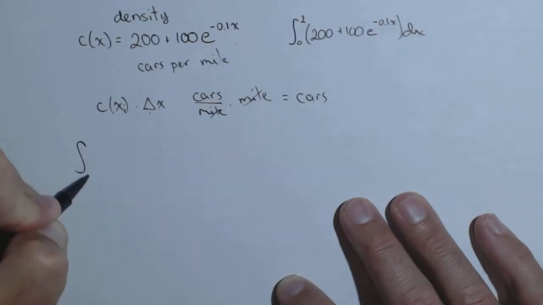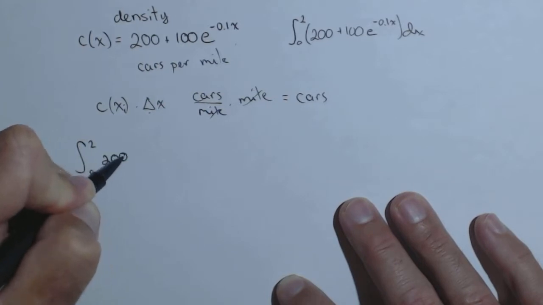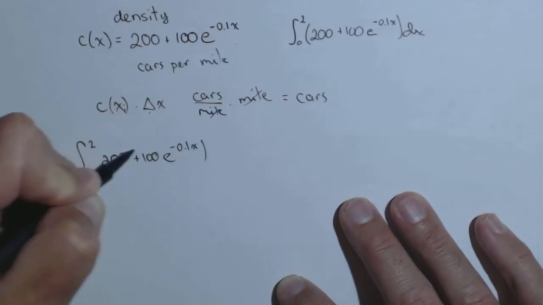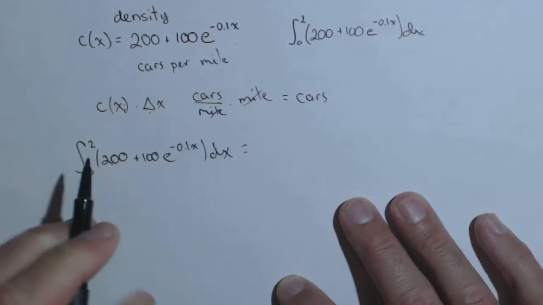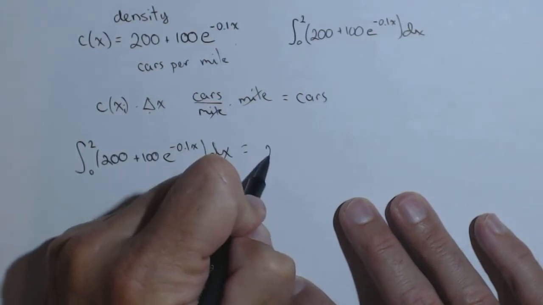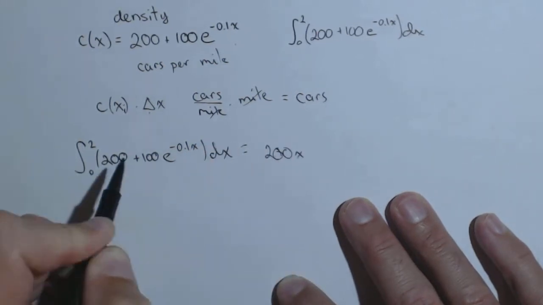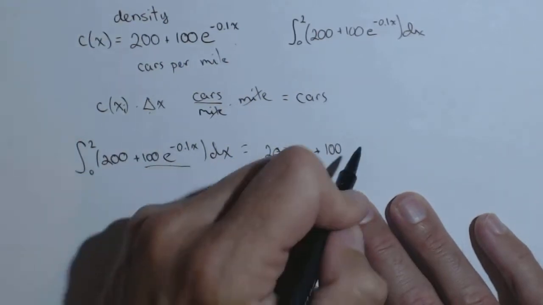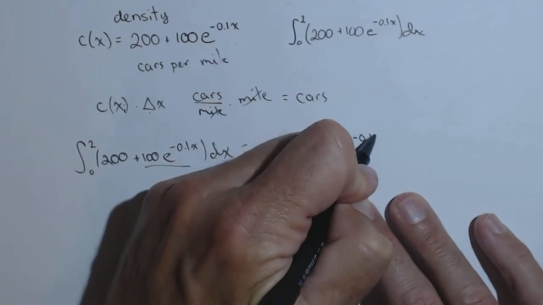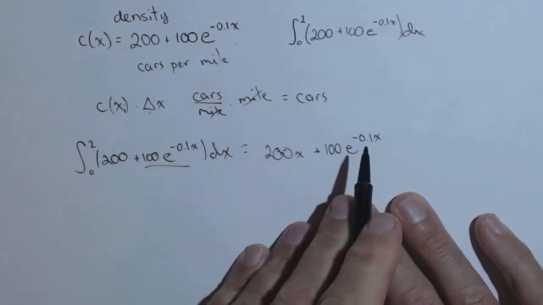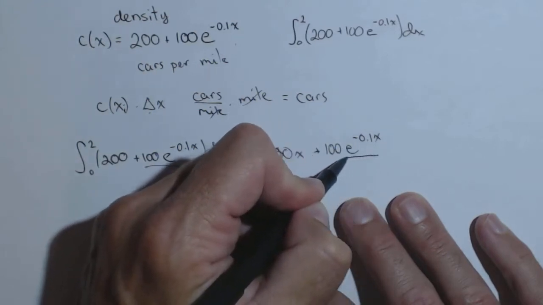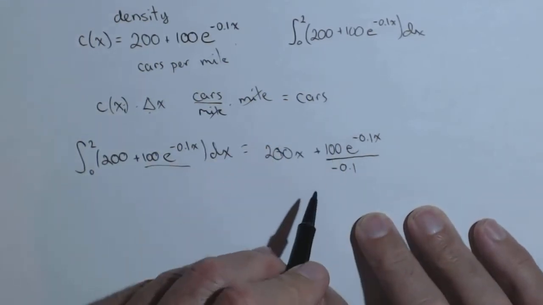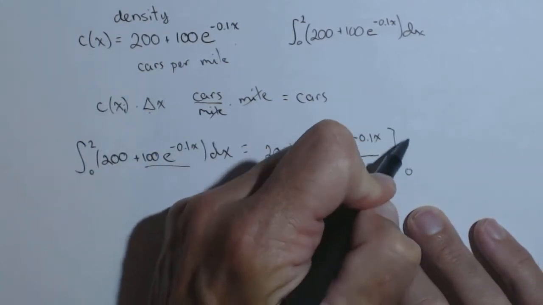So let's take a look at our definite integral here, 0 to 2 of 200 plus 100 e to the negative 0.1 x dx. Integrating piece by piece, the antiderivative of 200 is 200x. And now the derivative of this guy, well, we're going to have plus 100 e to the negative 0.1 x. And now if we're doing a derivative, we'd multiply by negative 0.1. Since we're doing an antiderivative, we divide by it. You could also do this as a u sub to see where that comes from. The limits are 0 to 2.